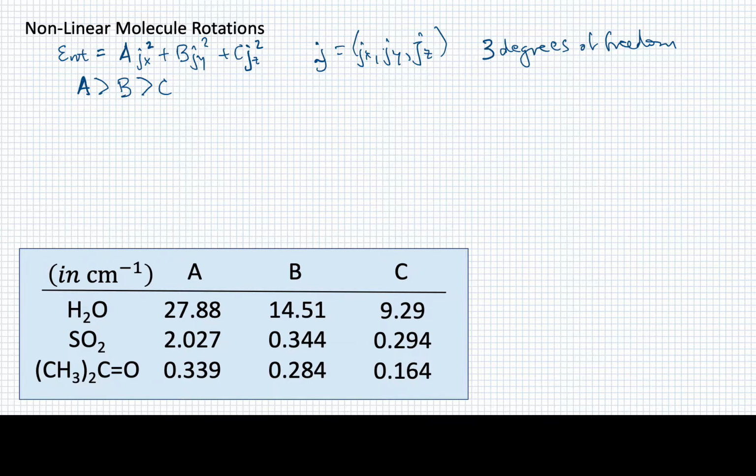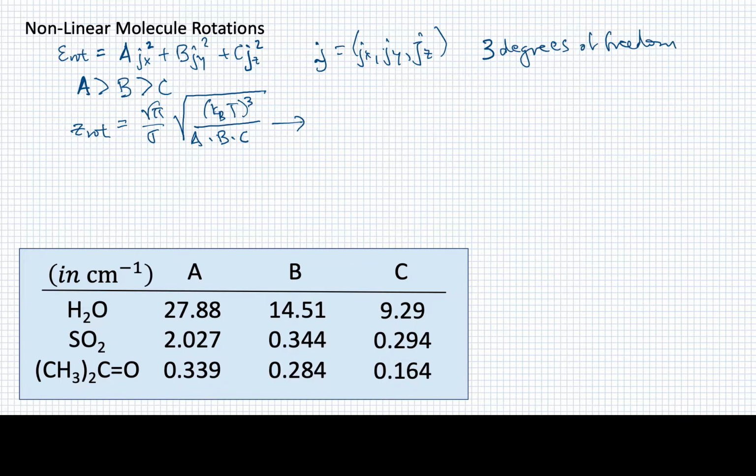Now, when one goes through a fair amount of math, one can show that the rotational partition function for this nonlinear molecule looks something like this. We've got the square root of pi, again over a symmetry number, and I'll talk about that in just a minute. And then we'll have a square root of kB times temperature cubed divided by the product of the 3 rotational constants. So it's actually not a very complicated formula, but I'll just say that getting there is not something that we need to do in this class.